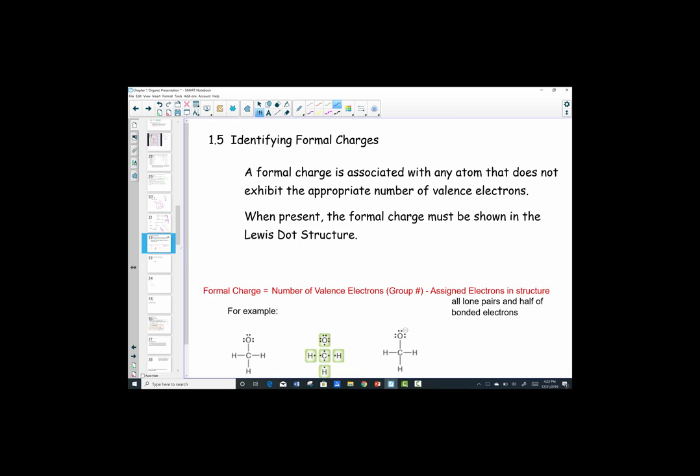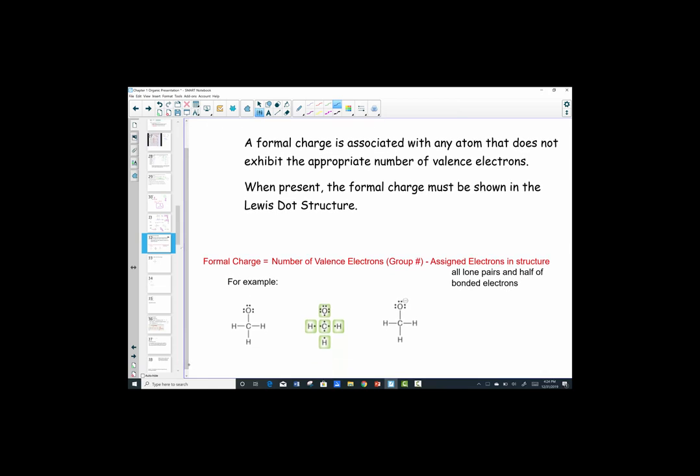We often use formal charges in deciding the best structure for a compound. Formal charges were practiced in Gen Chem 1. Let's review that. A formal charge is associated with any atom that does not exhibit the appropriate number of valence electrons. And when it is present, a formal charge must be shown on the Lewis dot structure. So to be correct, we have to include the formal charge.